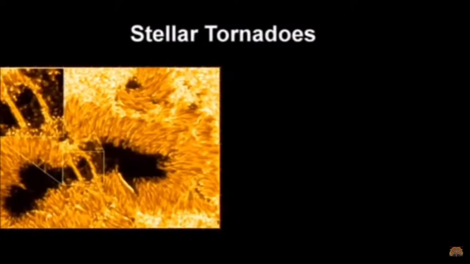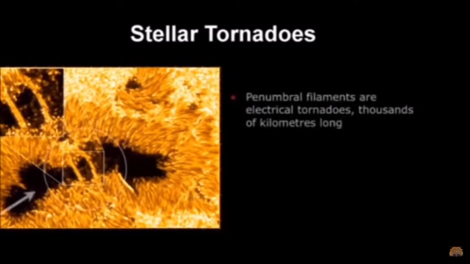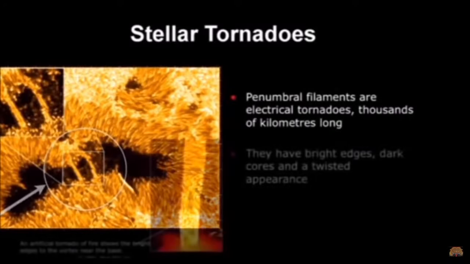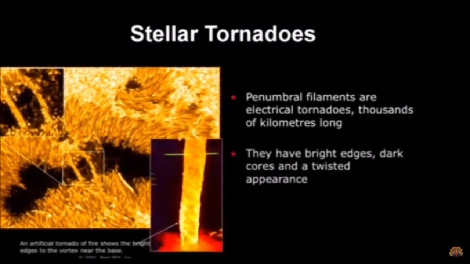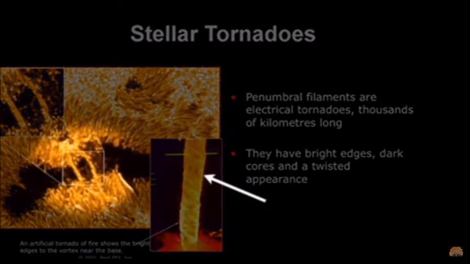I suggest that these long filaments in the penumbra are actually electrical tornadoes thousands of kilometers long. They have bright edges, dark cores, and a twisted appearance. And there's a special effects fire here with a helicopter engine above, and fire is injected at the bottom. And you can see the bright edges here and the dark core. And you can see these filaments here. It's exactly what they've got.